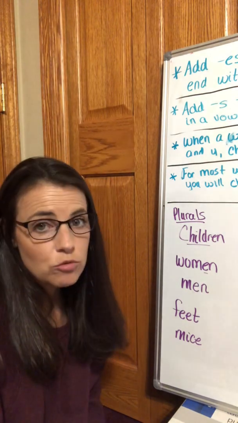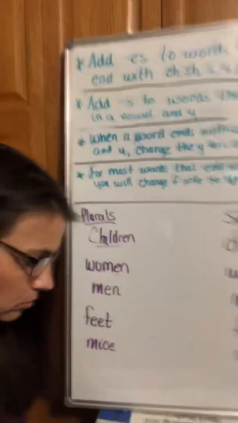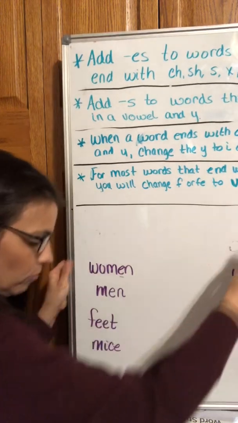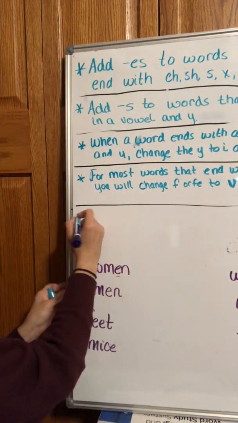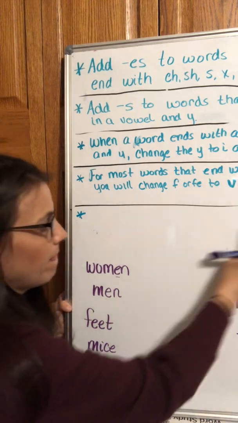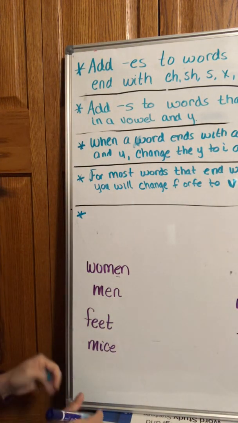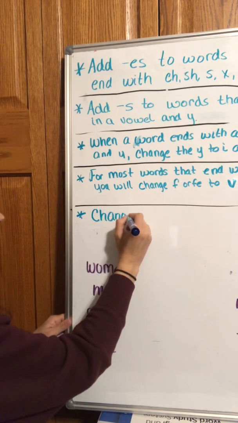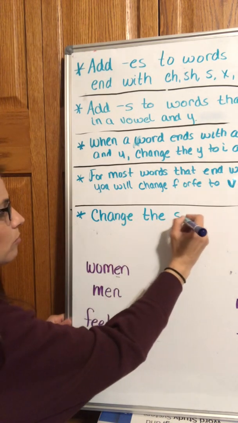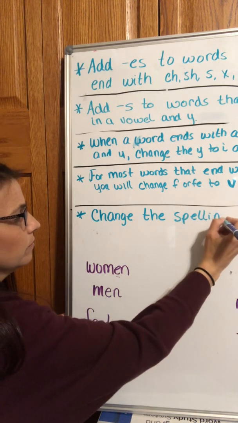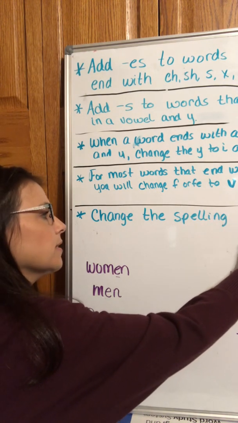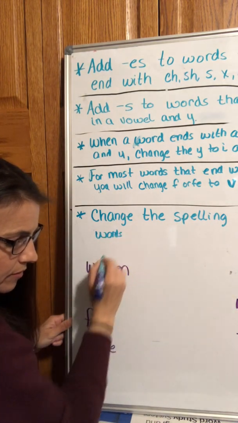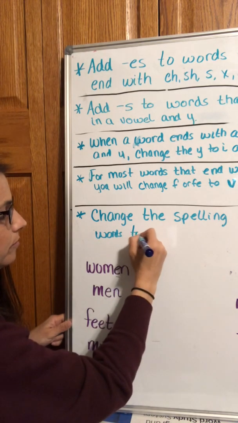But anyway, just remember our final rule is, I'm gonna erase this, and we're gonna do our final rule for nouns that we're gonna work on right now. Our final rule is change the spelling of some words. You just change the spelling of some words to make them plural. Some words, and I should be more specific, they're nouns, to make them plural.